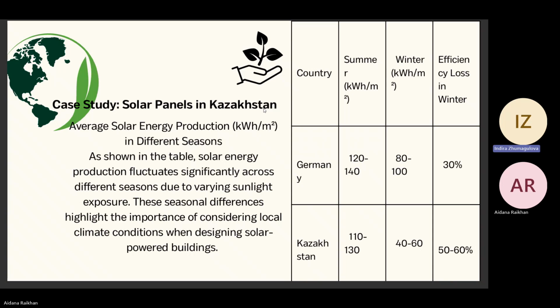Next slide, case study, solar panels in Kazakhstan. Average solar energy production in different seasons is shown in the table. Solar energy production varies significantly across different seasons, with varying sunlight exposure in the country, for example Germany and Kazakhstan.